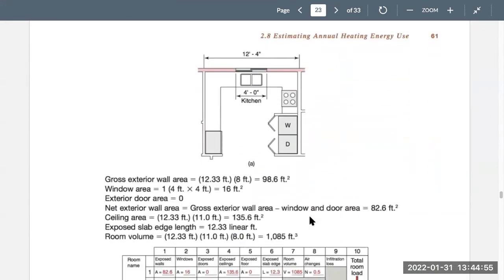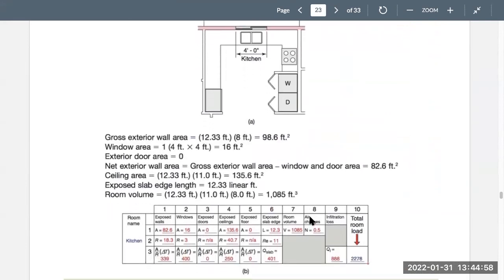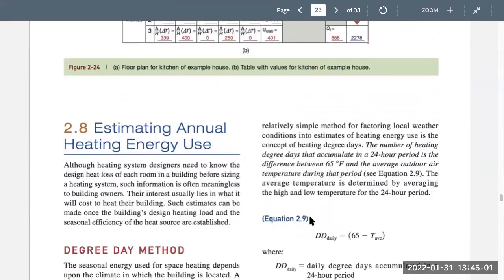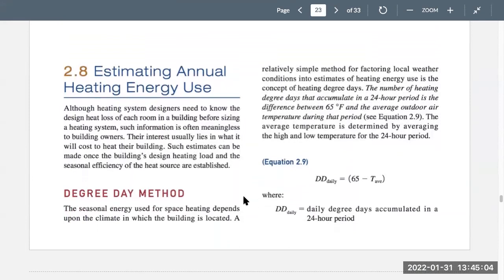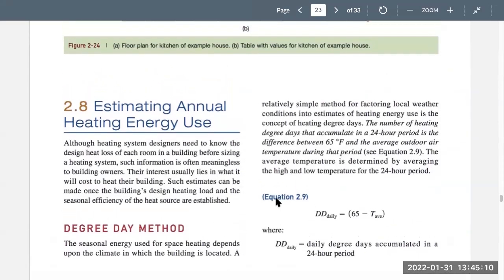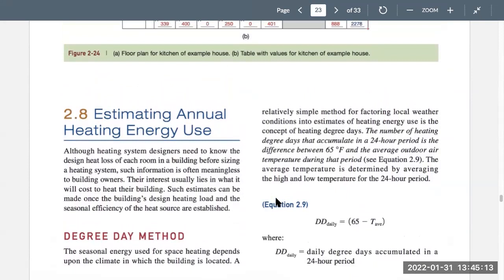That's just talking about software if you want to buy it. We've already done this. Now we're not going to spend really any time on the degree day method. I think we've done enough of this. We need to move on to some other topics here. And I'm sure you're tired of all the equations. If you see a question that covers the degree day method, it's really going to be the number, by definition, of heating degree days that accumulate in a 24-hour period, which is the difference between 65 degrees Fahrenheit and the average outdoor air temperature during that period.